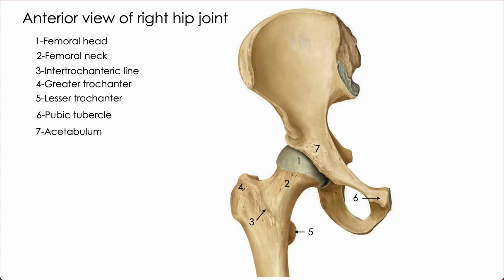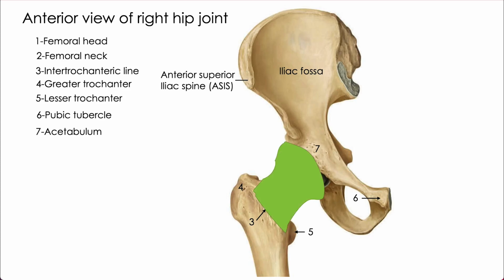This is the acetabulum. Now, this place is the ilium, and which part of the ilium? This depression is known as the iliac fossa. And there we can see the anterior superior iliac spine. And now this green structure, that is the joint capsule. This joint capsule surrounds the hip joint circumferentially all around.